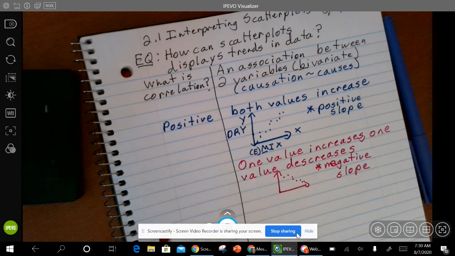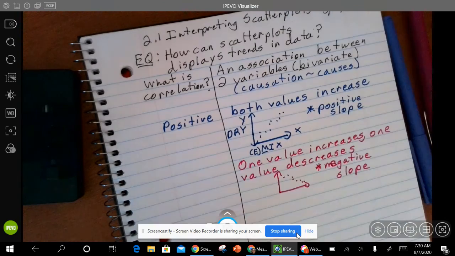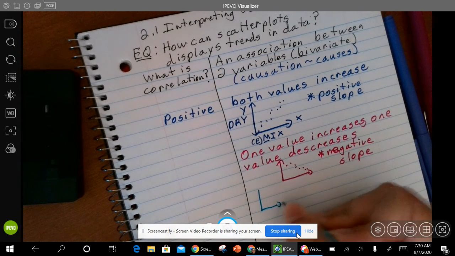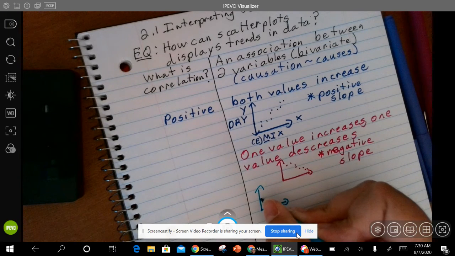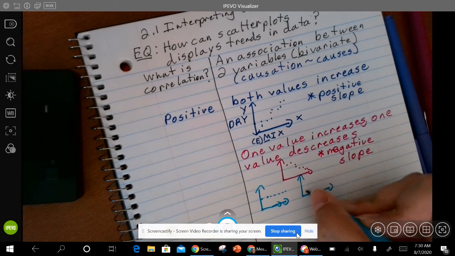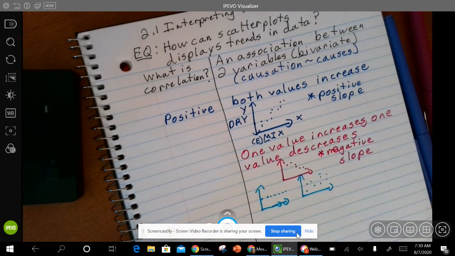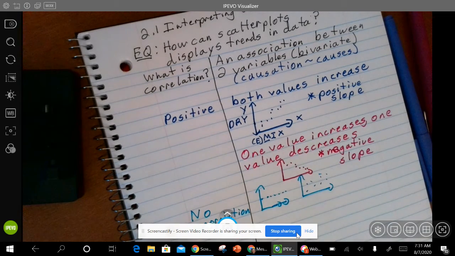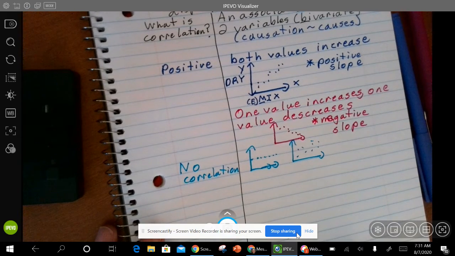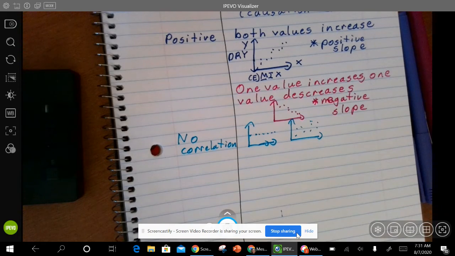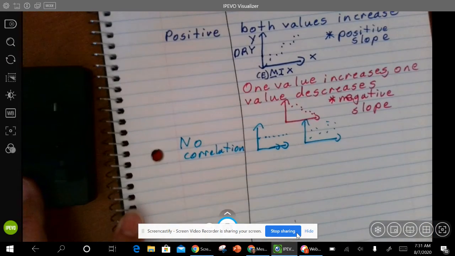Okay, we can also have no correlation at all. So for no correlation, when we graph the data, it's going to look like this. And then it's going to look like that. Okay, so all over the place, so no correlation, so there's no trend. So when you graph it, it would look like that, okay? Of course, we can also just look at the data table too. It's totally up to you what works better, okay?